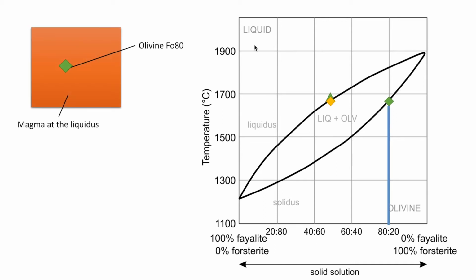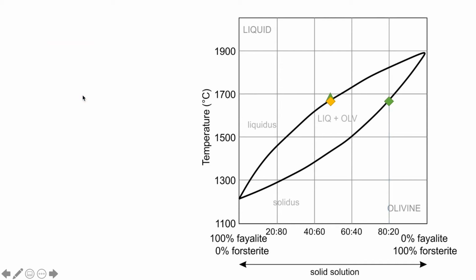And it's going to look something like this. So here we have our magma at liquidus, or we can call it olivine supersaturation, okay? And we're going to crystallize an olivine grain with a forsterite content of 80. So if we draw a line on our phase diagram down from where our first olivine crystallized, here we have 80% forsterite, 20% fayalite. That's this guy.